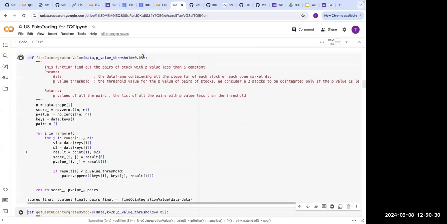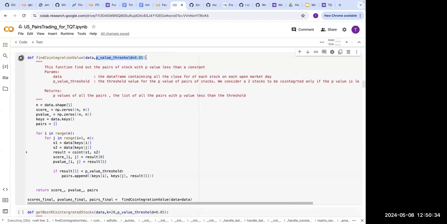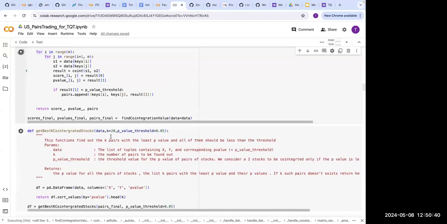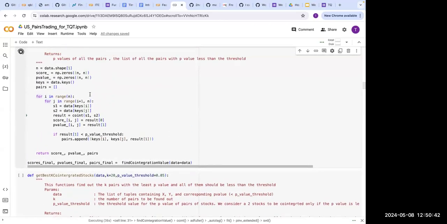The p-value threshold we are taking is 0.05. You can adjust this. The lower you make it, the fewer stock pairs you'll get. This will take time because it has a lot of data to go over. It's taking all the data of two stocks at a time and comparing it. So that's the for loop part here. It will take some time.